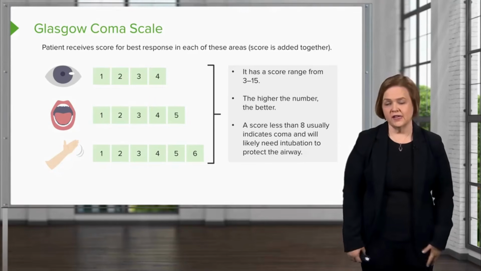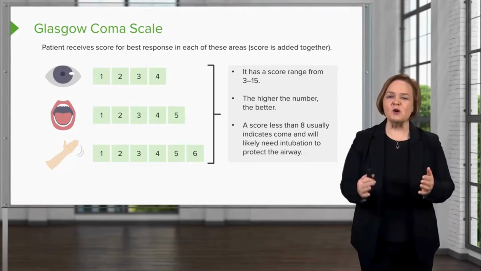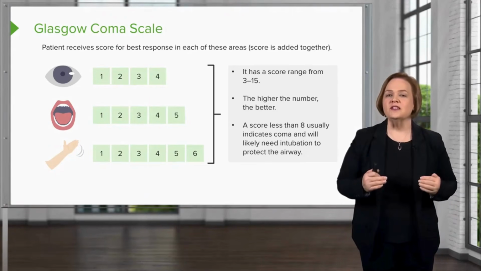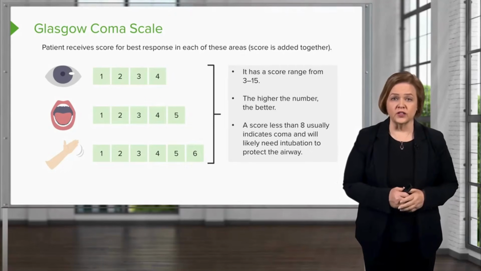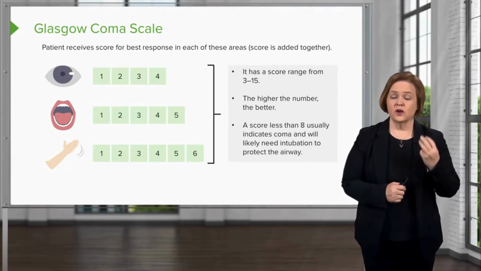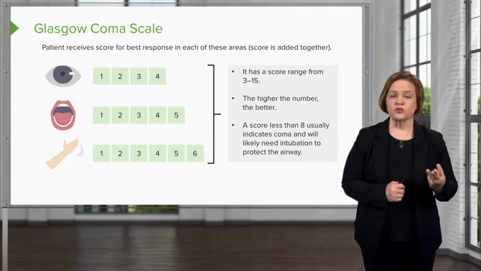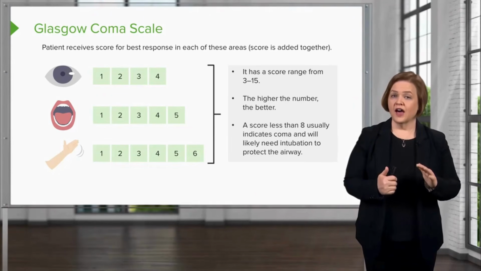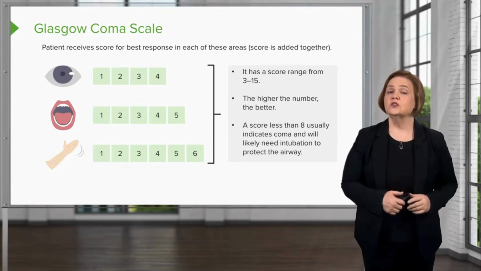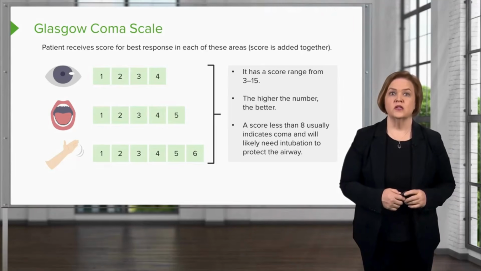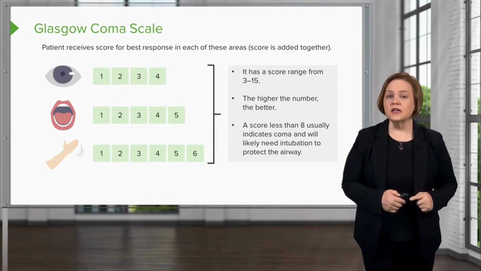Okay, so how many times did I repeat those things? I know, but remember, repetition is your friend when you're learning new concepts. So we know we score on 3 things. It can go from 3 to 15. The higher, the better. And a score of less than 8 means big trouble, likely to be intubated and put on a mechanical ventilator.